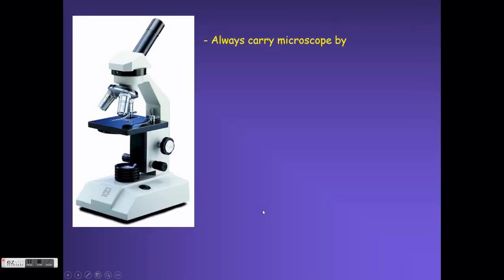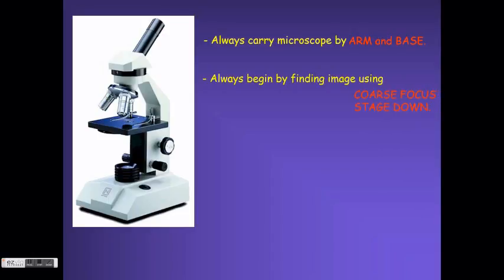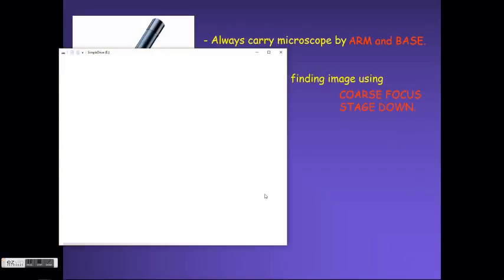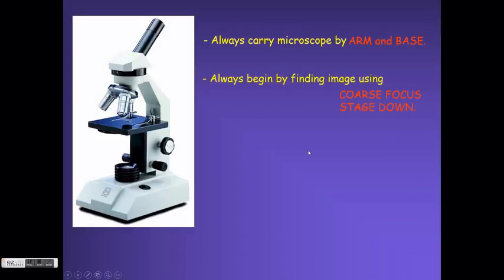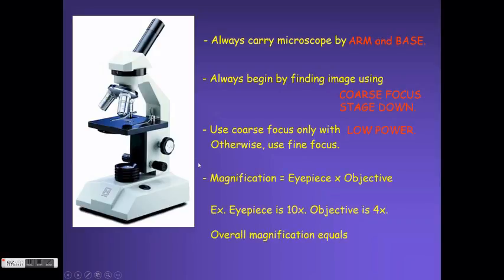So we always carry the microscope by the arm and the base. We also always begin by finding the object using the coarse focus knob and the stage down under low power. Use the coarse focus knob only with, again, low power. So the big wheel, big adjustments, only low power. Otherwise, medium and high power, we'll use the fine focus knob.